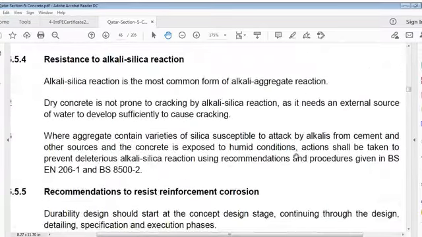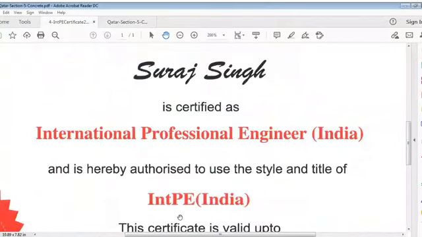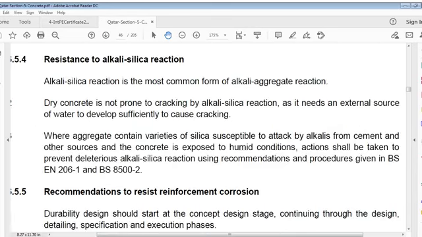Now resistance to alkali silica reaction is also a very important point. Alkali silica reaction is the most common form of alkali aggregate reaction.